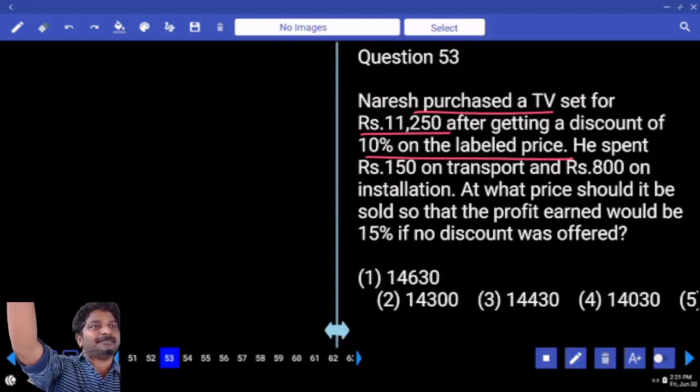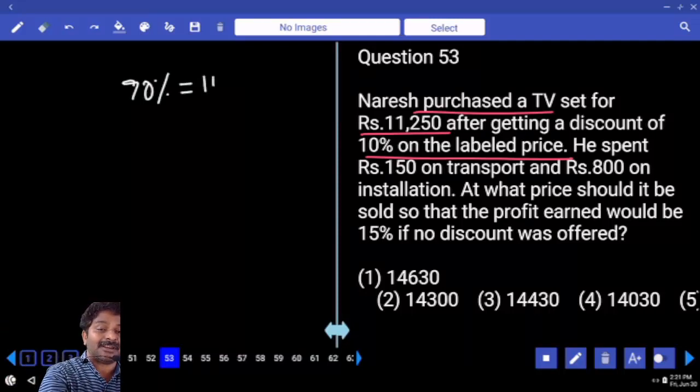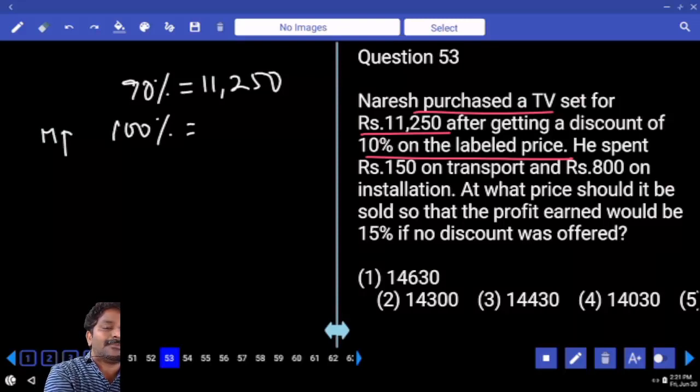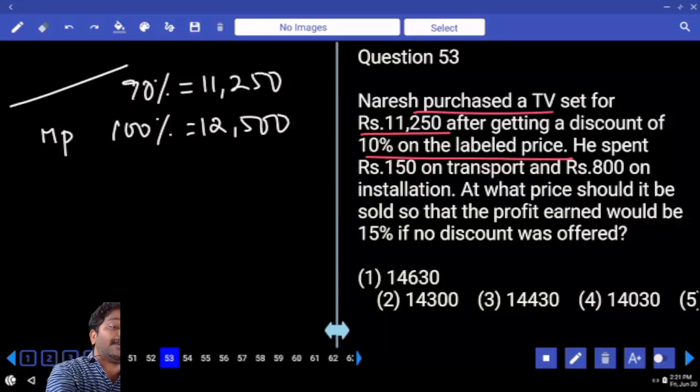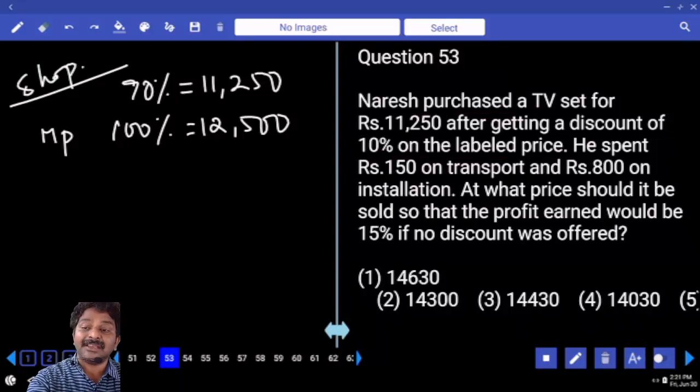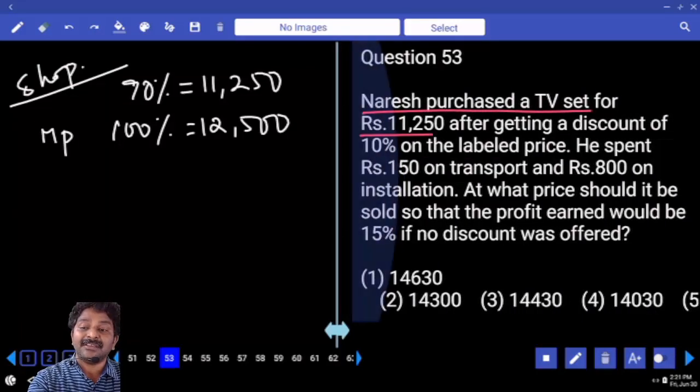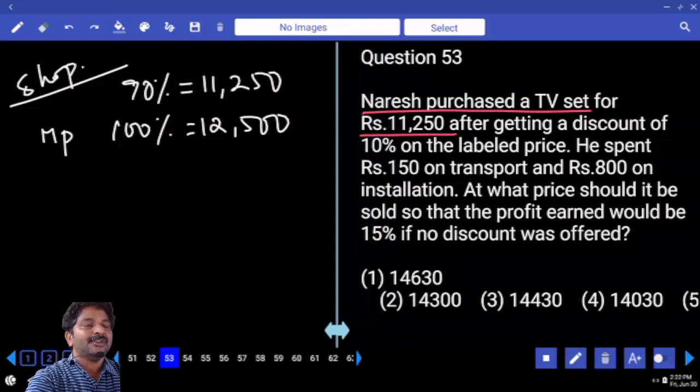Upon market price, 10% discount is already given, then he will sell the item at 90% of the market price, that is 11,250. This is with respect to the shopkeeper. Then if you calculate 100%, that will be equal to your market price, which is 12,500. This is with respect to the shopkeeper. But information wise, Naresh purchased the TV for 11,250.